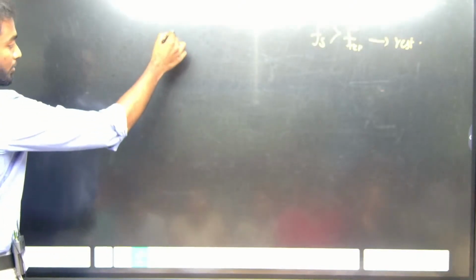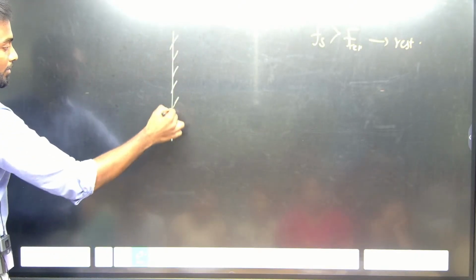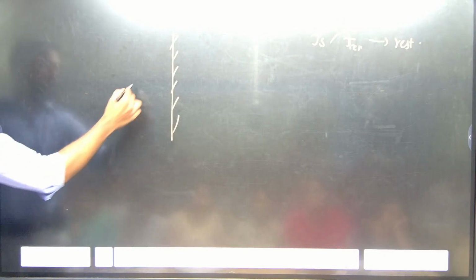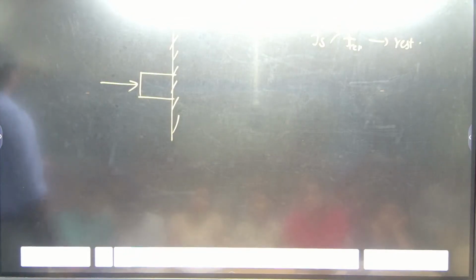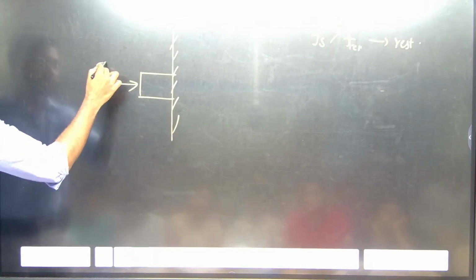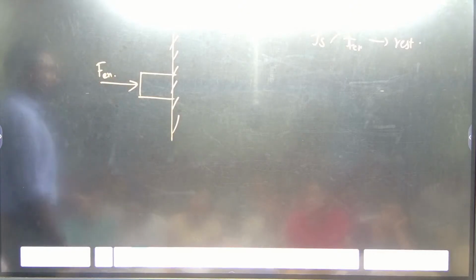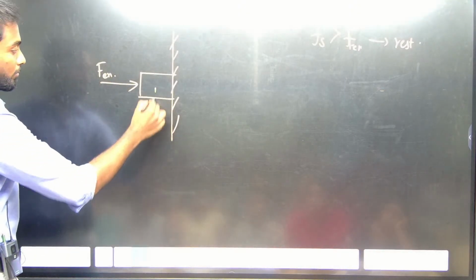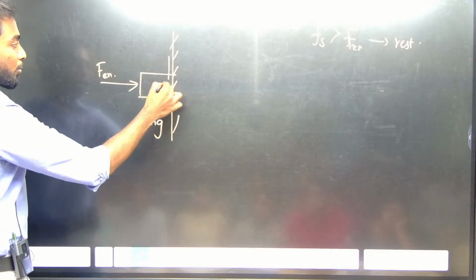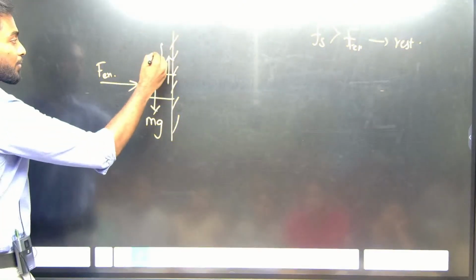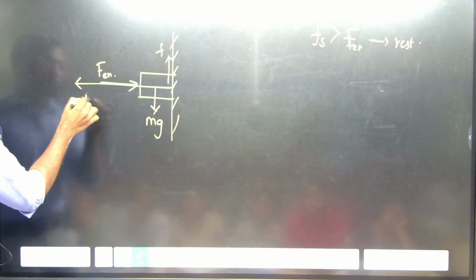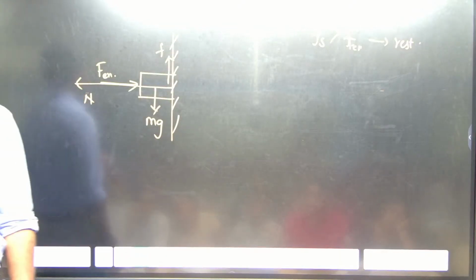Okay. So there is a rough surface. This is a vertical surface. There is a block here and some person is pushing this block with some external force. This is mg. What about the friction force in the opposite direction? This is my friction force and this is my normal.